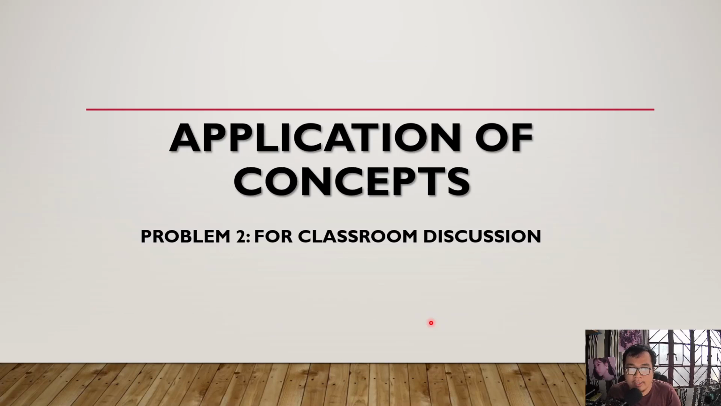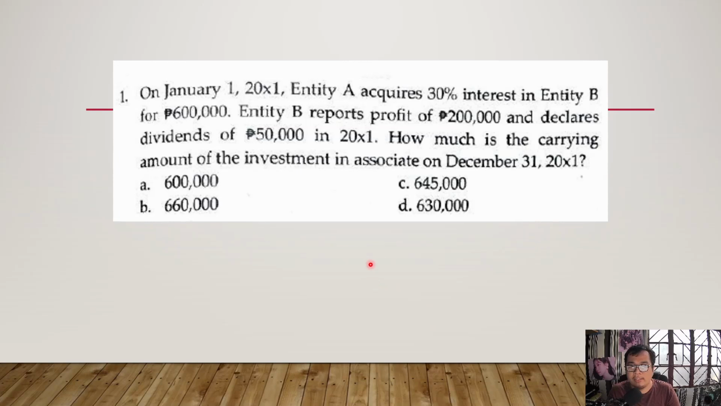So, with that, application of concepts tayo. On January 1, 2001, entity A acquires 30% interest kay entity B. So, si entity A yung investor, si entity B yung investee. Tawag sa shares na yan? Ordinary shares yan, kasi wala namang sinabi preference. Mahirap i-assume ang preference share. So, acquires 30% interest kay entity B for 600,000.